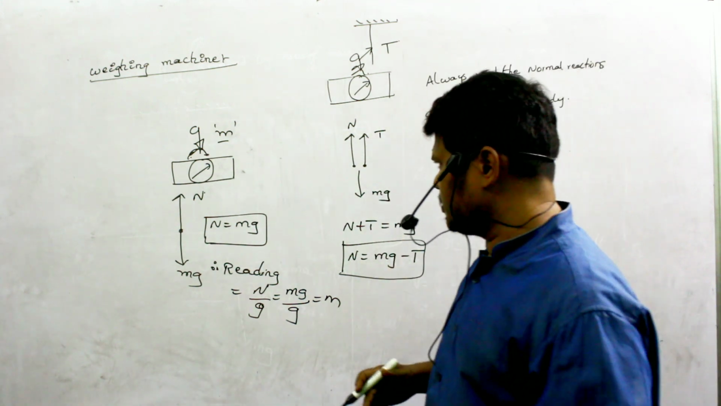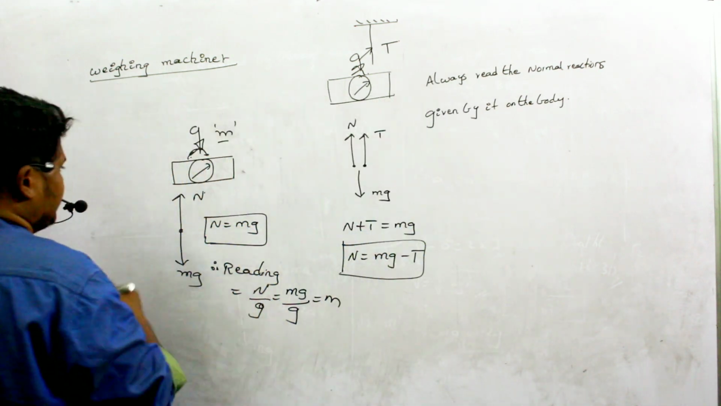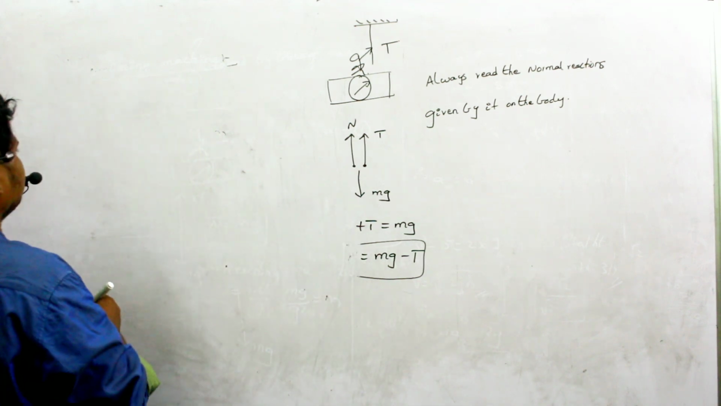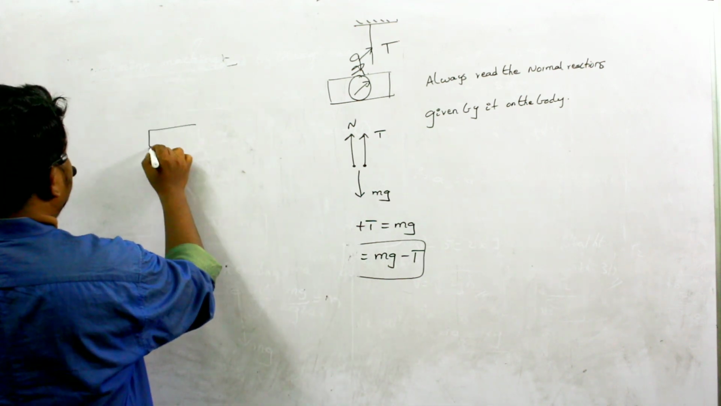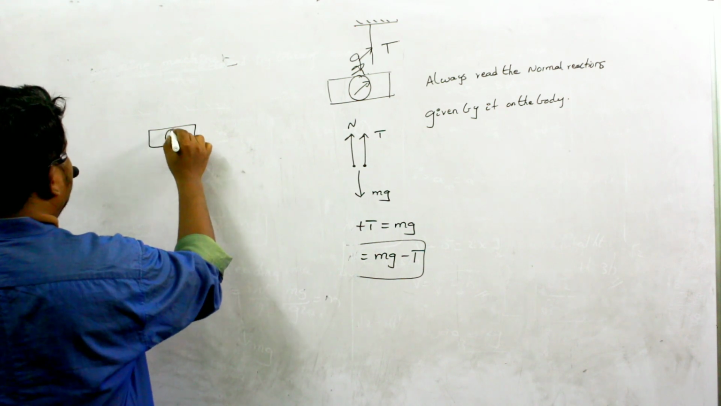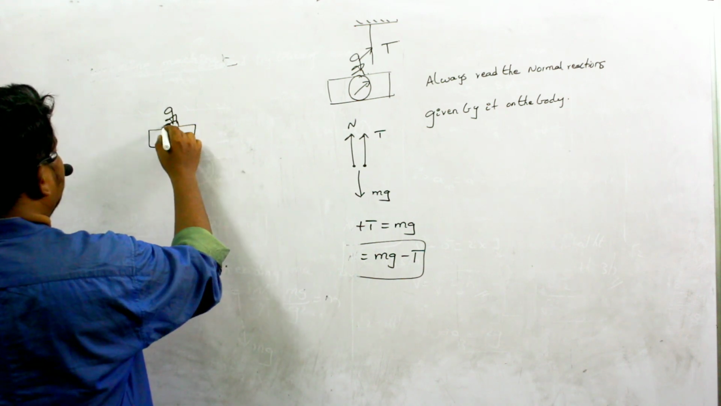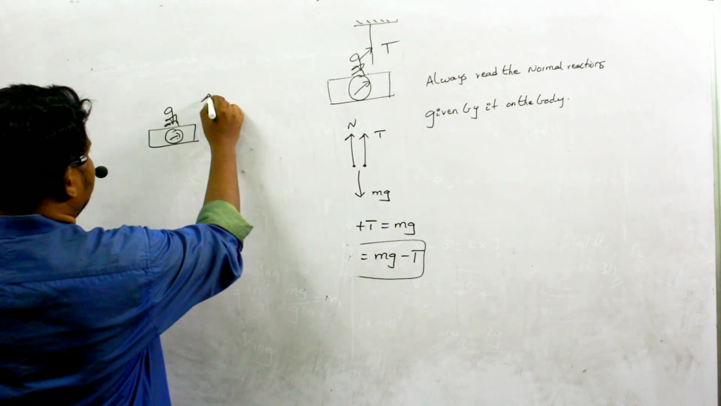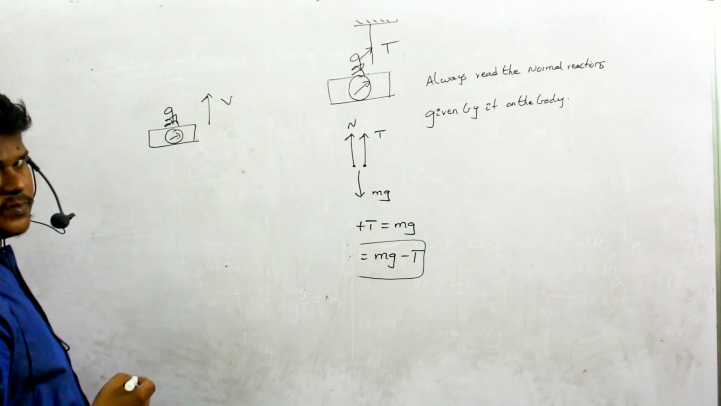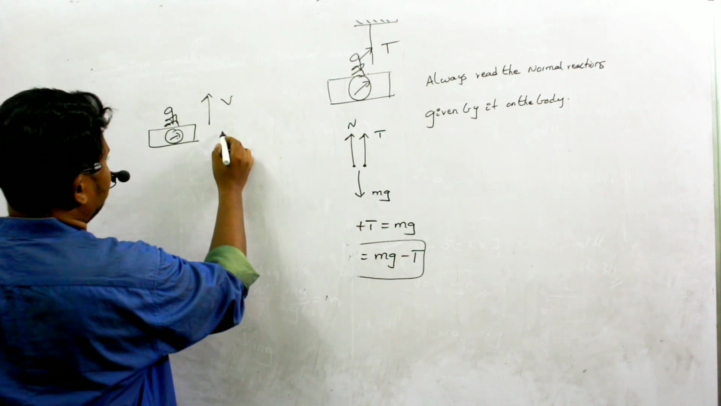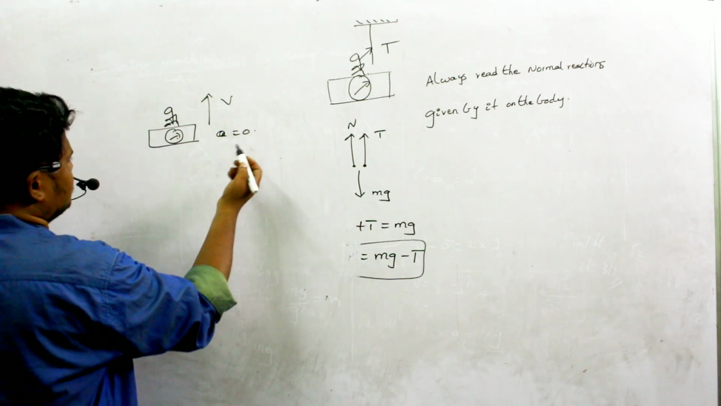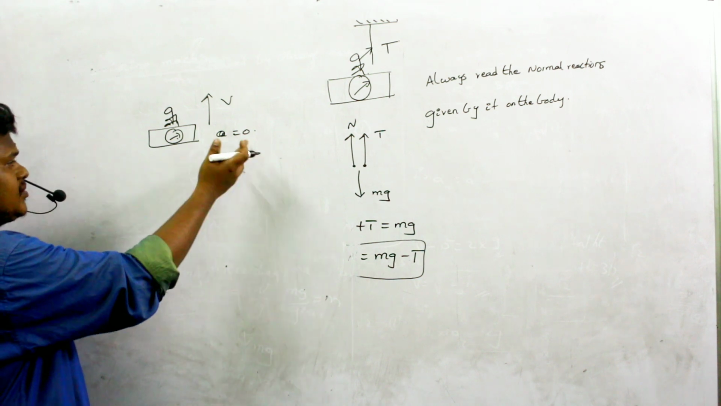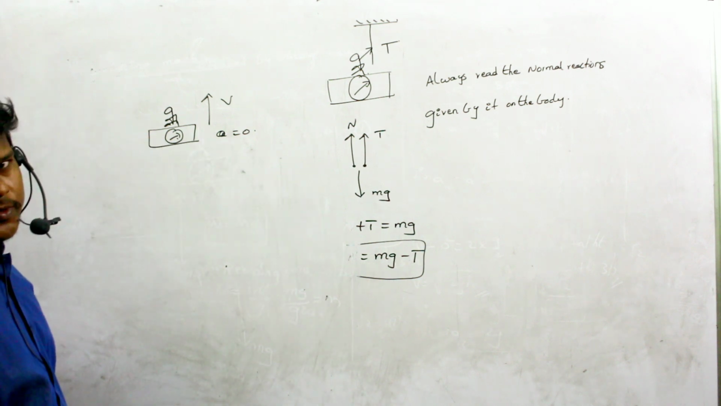So now let us study some more conditions about this weighing machine. So let us consider a person standing on a weighing machine, and this total system is moving upwards with a velocity of v here. So if velocity is v, definitely I can say acceleration is 0. So if acceleration is 0, I can say net force acting is 0. If net force is 0, then definitely I can say upward forces and downward forces are equal.